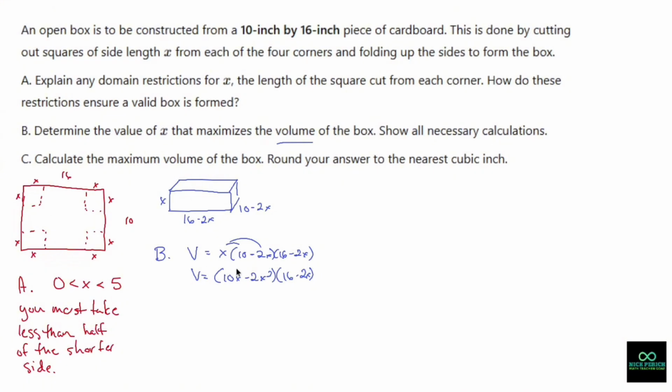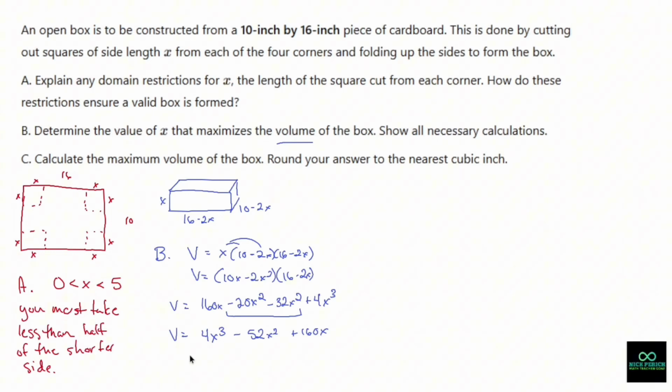So let's be consistent with my colors. 10x times 16 is 160x, so V equals 160 regular x. 10x times negative 2x is negative 20x squared. Negative 2x squared times 16 is negative 32x squared. And negative 2x squared times negative 2x is going to be positive 4x to the third. Let's write this out in standard form and also combine like terms. So 4x to the third will go first. These guys combine to make negative 52x squared, and then plus 160x is lingering.